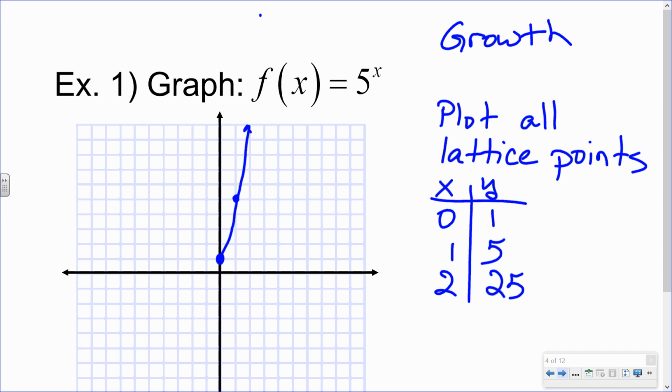When we draw this branch, we're not going to worry about plotting points. We're just simply going to draw something getting closer and closer to that x-axis. We could, if we wanted to, plug in like a -1 and have a fifth, but you see how that's quickly going to be impossible to really plot in there. We're going to label those lattice points, and we're done.